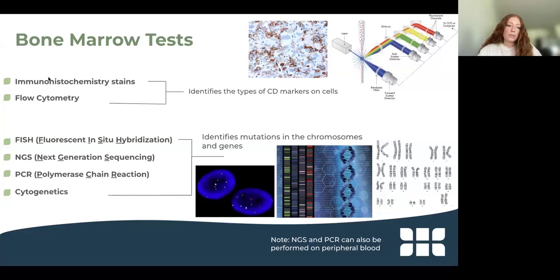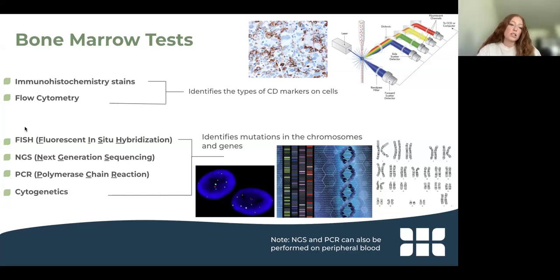So bone marrow tests help us know why the blasts, what went wrong. And I want to put this here. There's a lot of bone marrow tests that you might come across when you're looking at your test results and your doctor notes. You might be familiar with flow cytometry. This is used a lot more than immunohistochemistry stains, but both of them identify the types of CD markers on cells. And if you've heard of CD markers, you might have heard of CD117, CD45, CD34. There's a lot of numbers. They are proteins on the surface of cells, and that helps categorize AML and especially the blasts.